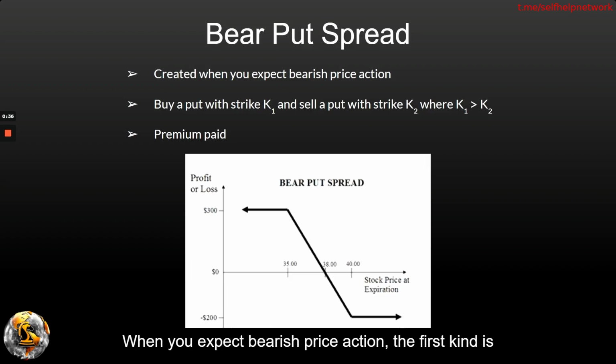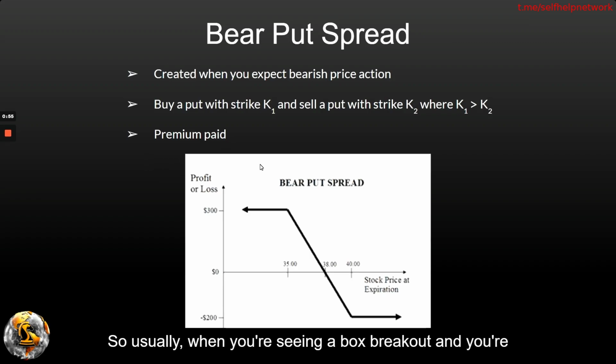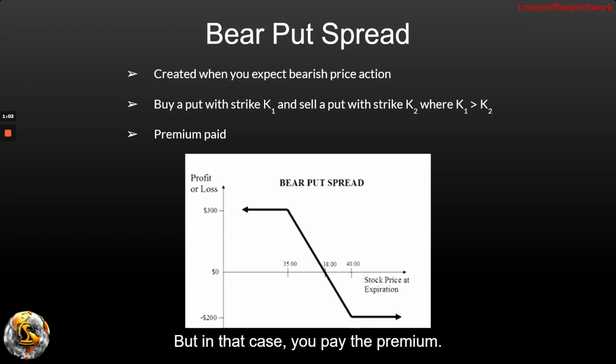The first kind is called a bear put spread. The reason it's called a bear put spread is: bear because you're expecting bearish price action, put because you're going to combine puts to create this spread, and in this kind of spread we pay premium. Let's see how. Usually when you're seeing a box breakout and you're expecting the price to go lower, you will simply buy a put. But in that case you pay the premium.